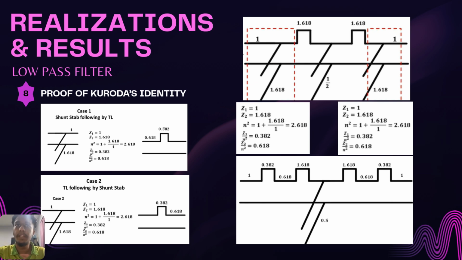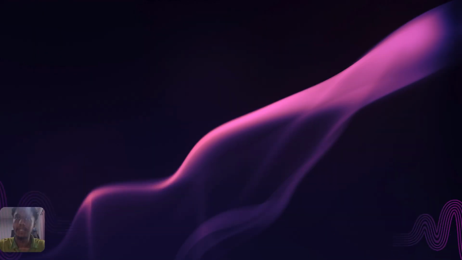Since both left and right values of TL and shunt stub are the same, we can get the new impedance values also. The Z1 values and Z2 values for left and right will be the same too. The middle value will be the same since we didn't touch it. We only changed the Kuroda values at the left and right sides. We can get the Z1 over n square value 0.382 and Z2 over n square equal to 0.618 for both sides. So in the last picture here, we arrange the values we get. So this is our final design.